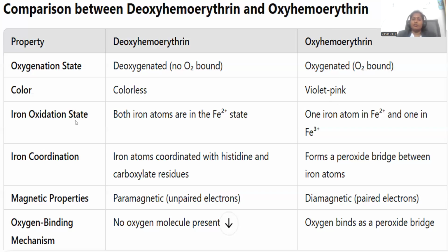If you go with the iron oxidation state, the deoxy form will be ferrous, that is Fe2+, whereas oxyhemerythrin is accompanied by ferric. Both the irons are transformed into ferric.